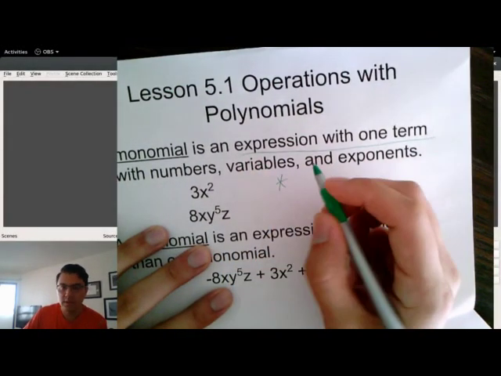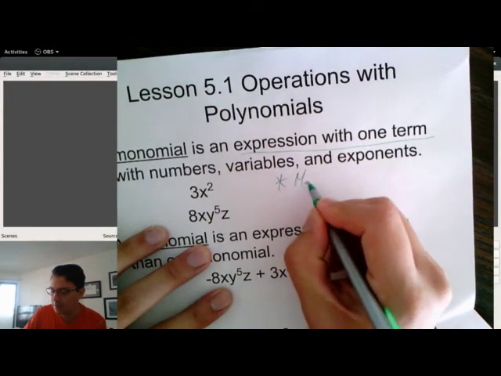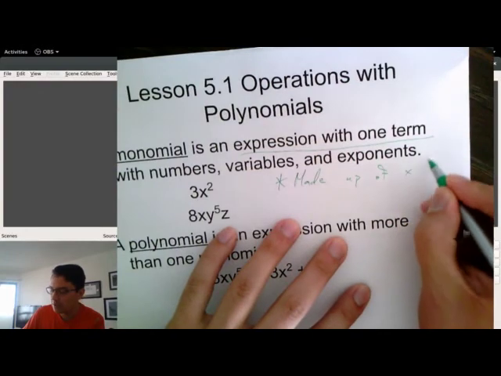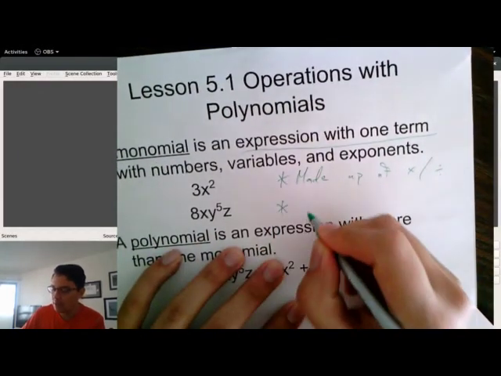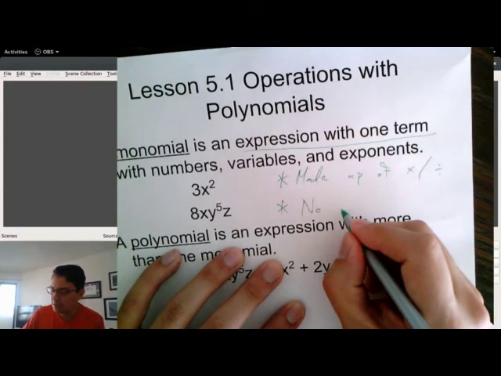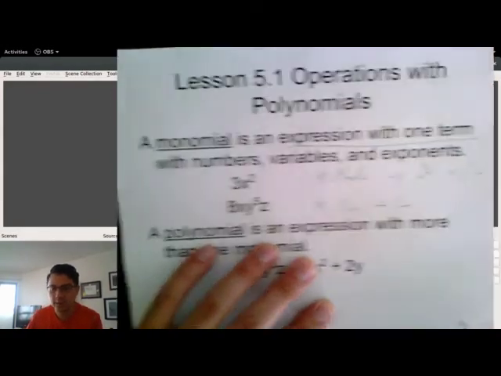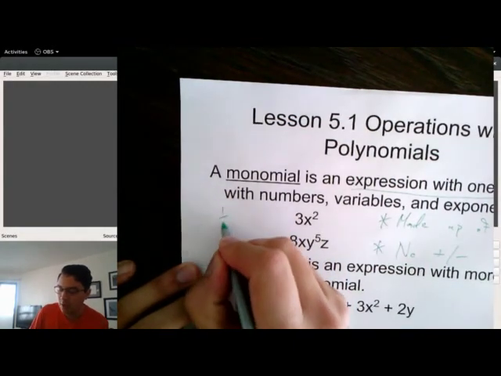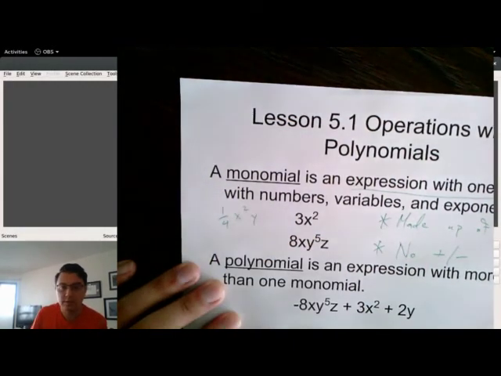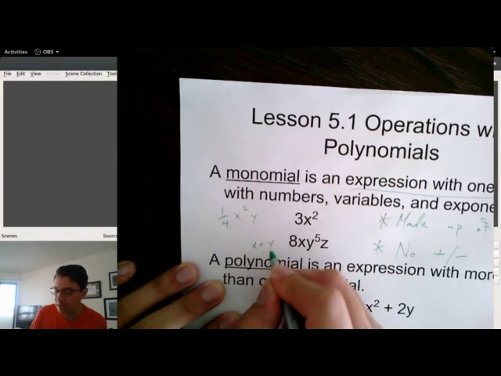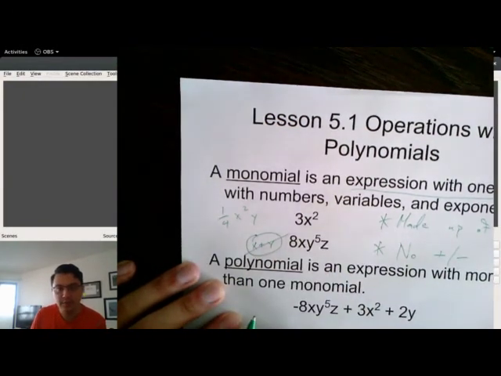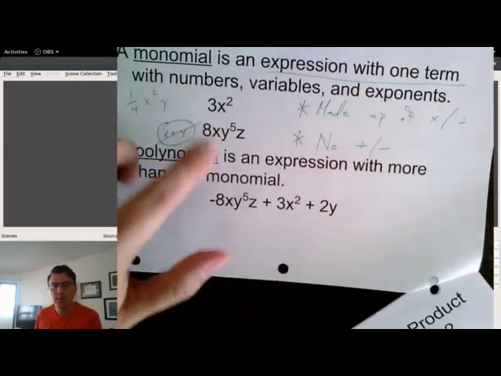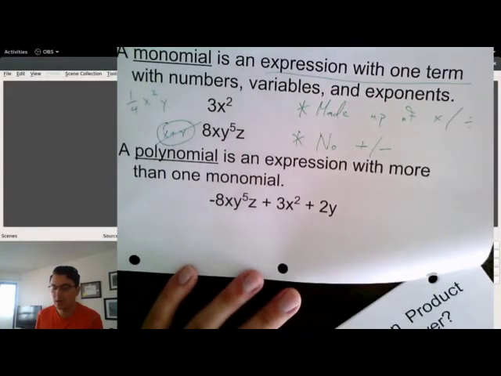The important thing to keep in mind here is that these are always made up of multiplication or division, and there is no addition or subtraction when you are doing these. So for example, 3x squared, 8xy to the fifth z, these are all monomials. 1/4 x squared y is also a monomial, but x plus y is not a monomial. A polynomial is just multiple monomials strung together using addition or subtraction.